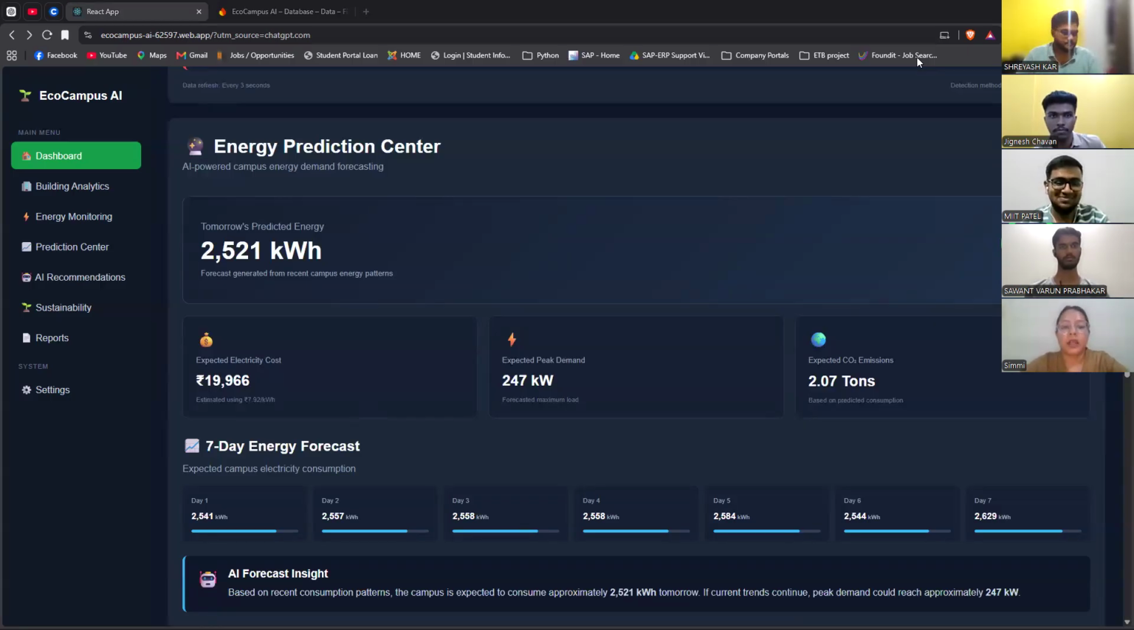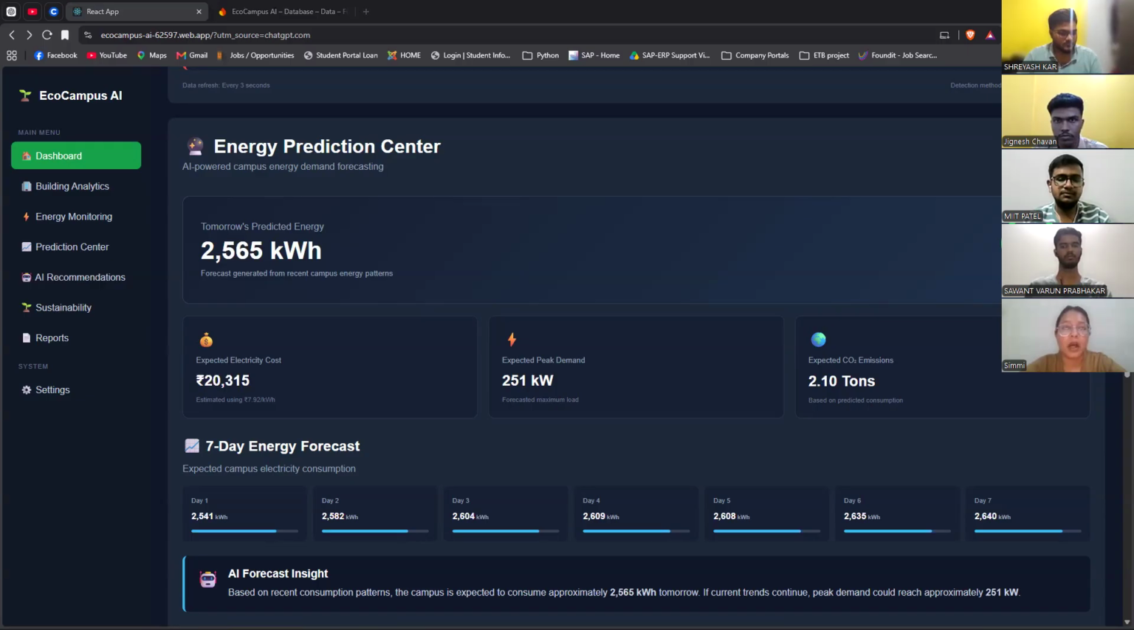Sorry. Thank you, Jignesh. So, after understanding what is happening now, the next management question is what is likely to happen tomorrow? This is where we use the Energy Prediction Center. The prototype predicts tomorrow's energy requirement at approximately 2531 kilowatt hours with a displayed forecast confidence, along with indicators such as expected electricity cost, expected peak demand, and expected carbon emissions. The system then provides a 7-day energy forecast.